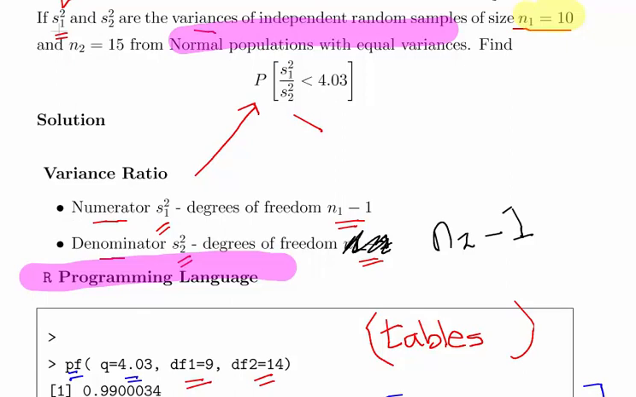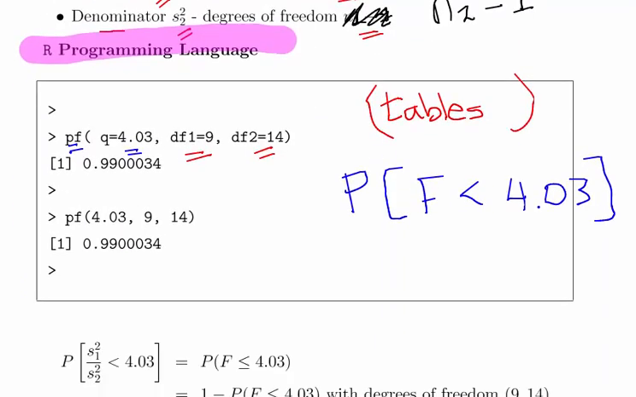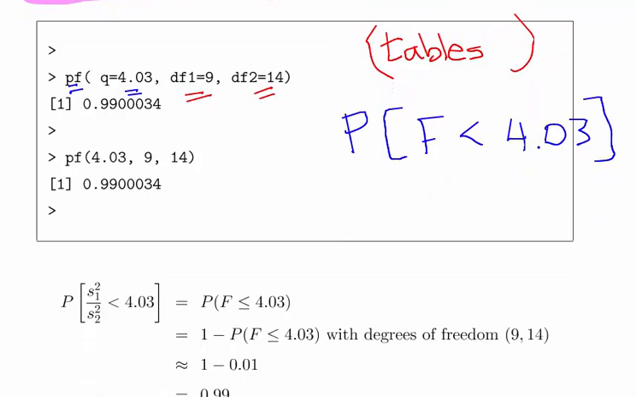Now, sorry, actually, I'm jumping ahead there. The variance ratio is S1 squared over S2 squared, and that is an F distributed random variable with N1 minus 1, N2 minus 1 degrees of freedom. So that's where we're getting with this F; we're dealing with the F distribution. PF is the command we're going to use. That's our quantile, 4.03, and again, our degrees of freedom.